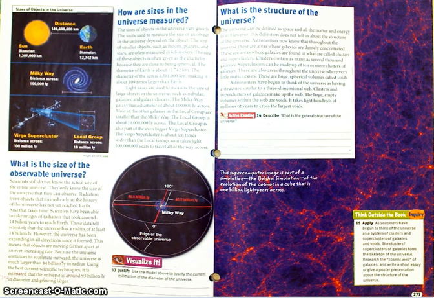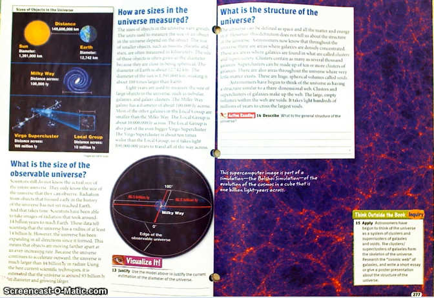I'm now on page 276. How are sizes in the universe measured? The sizes of objects in the universe vary greatly. The units used to measure the size of an object in the universe depend on the object. The size of smaller objects, such as moons, planets, and stars, are often measured in kilometers. Typically, when you measure those objects, you're usually measuring the diameter. The size of these objects is often given as the diameter because they are close to being spherical.